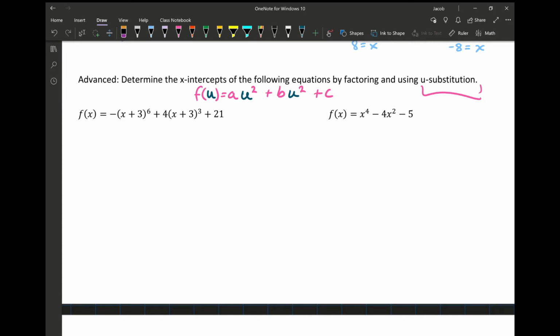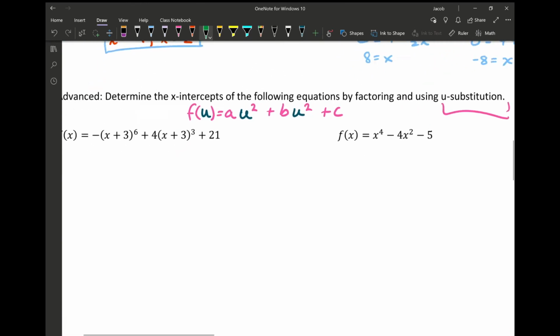This is U substitution. It's a way to factor, a way to rewrite something that is complicated so that it can be recognized in a simpler method. So here we're going to use U substitution to factor.